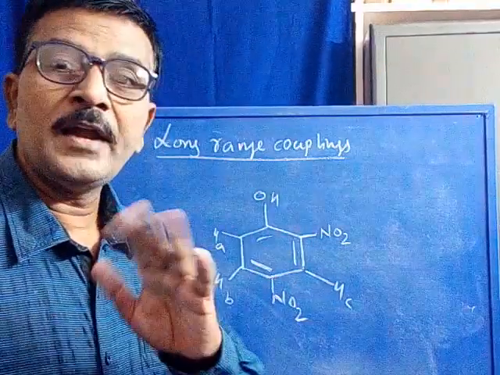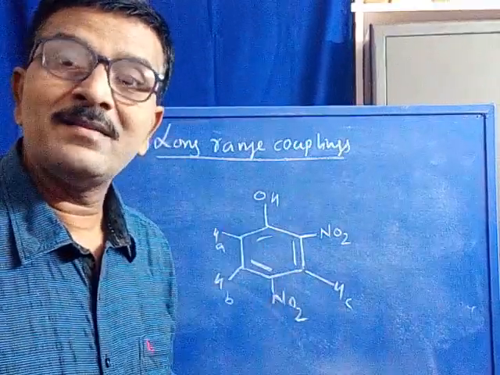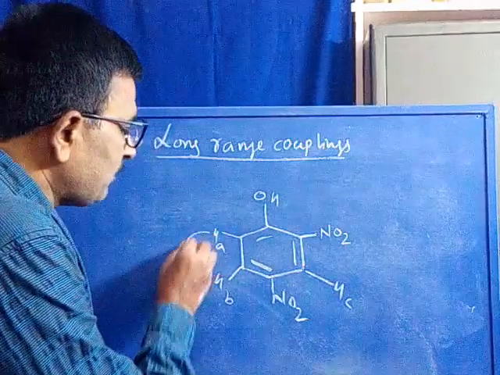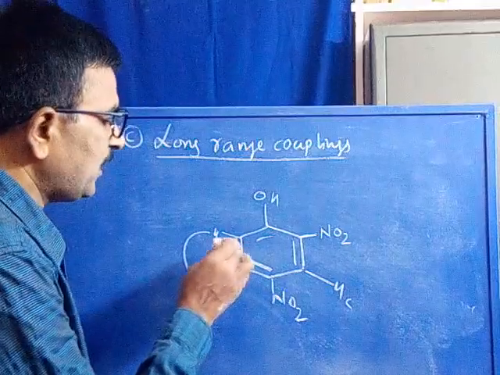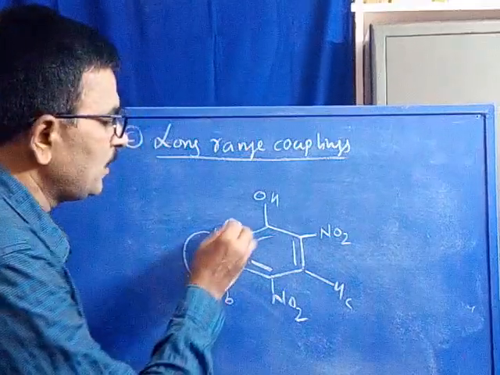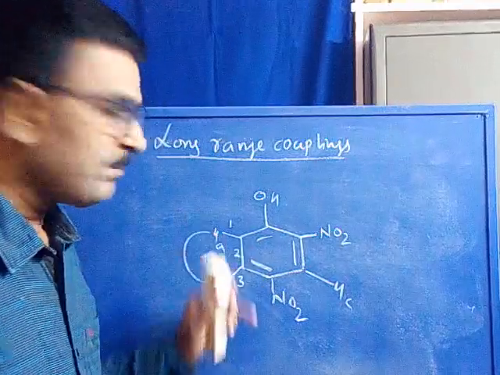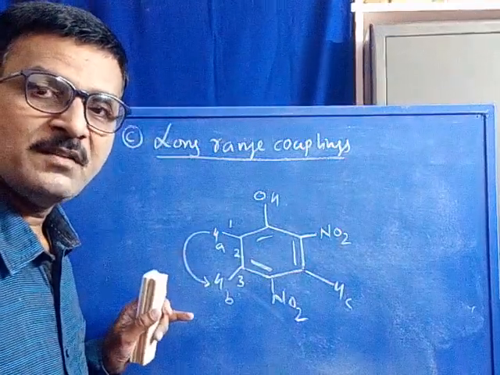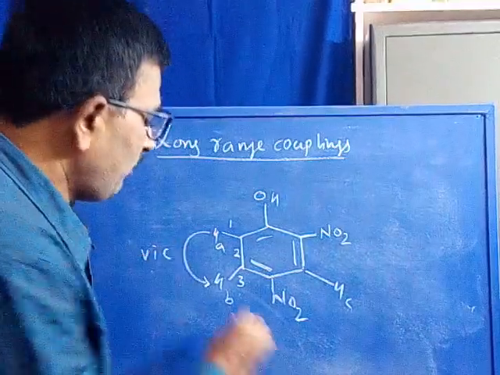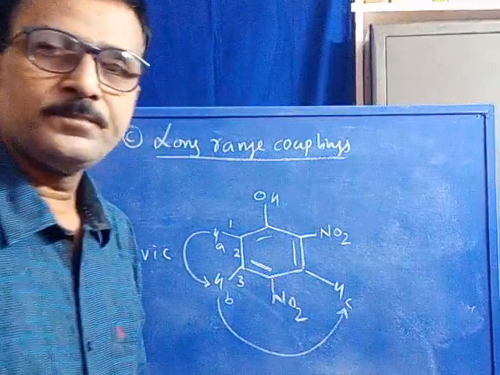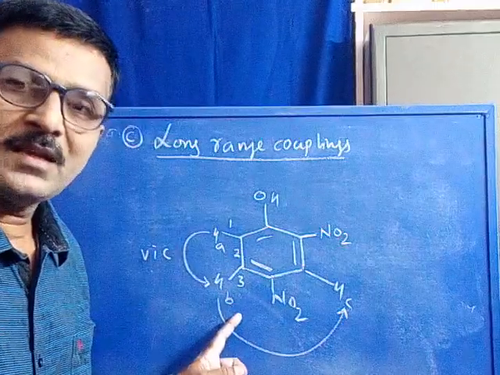Therefore, the 3 hydrogens of the aromatic system are non-equivalent, hence coupled. Here A is coupled with B, as the number of bonds between A and B is 1 bond here, second bond here, third bond here. There are 3 bonds between the A and B protons, therefore it is called vicinal coupling.